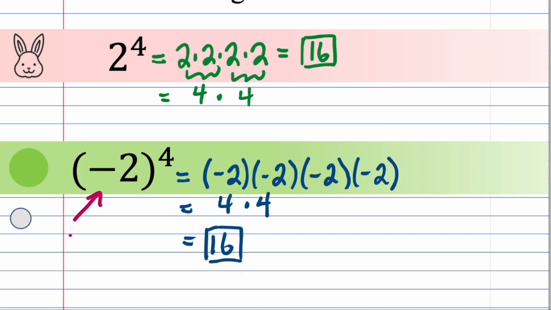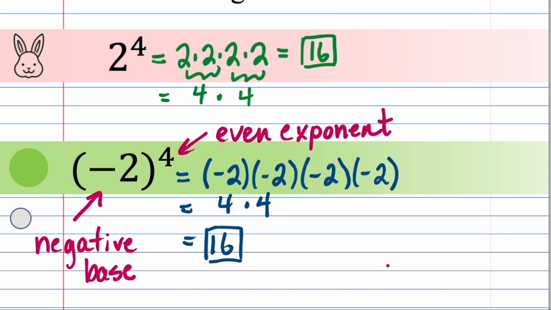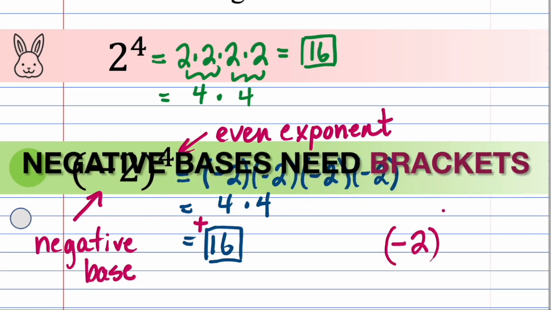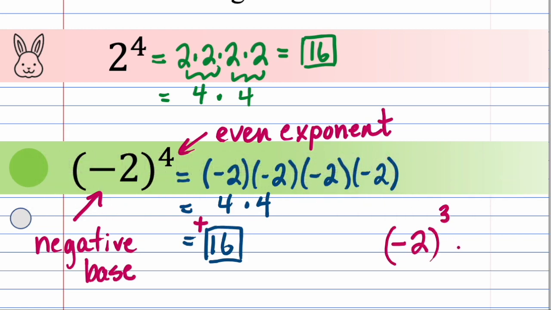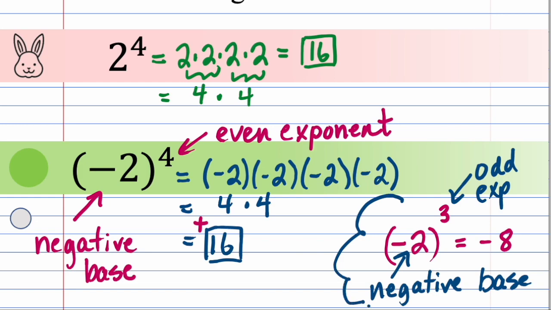If we have a base that's negative and an even exponent, the answer or the value will be positive. But if we have a negative base and an odd exponent, the answer would be negative. Odd exponent, negative base. That's really important to remember.